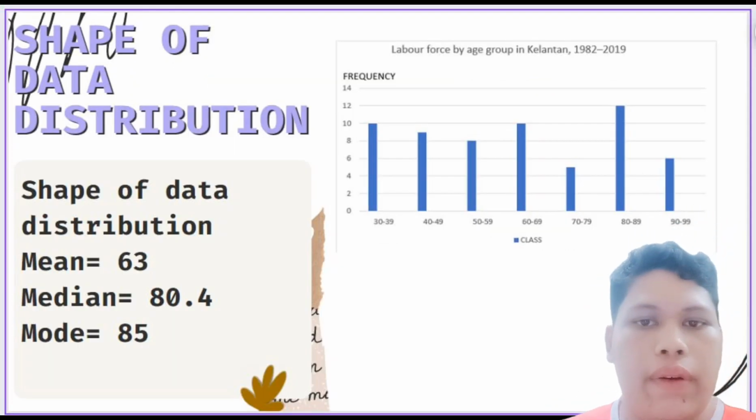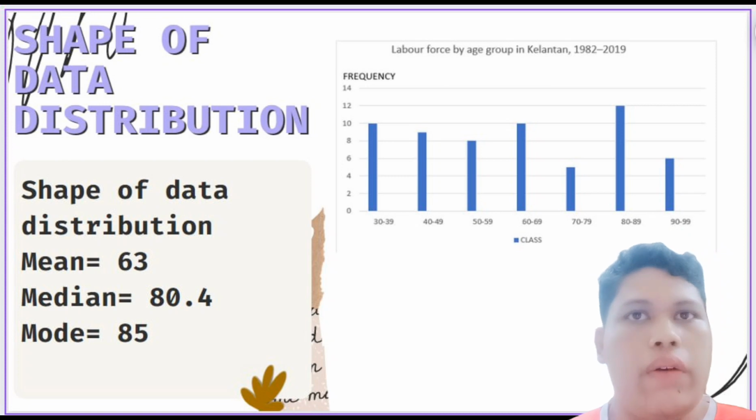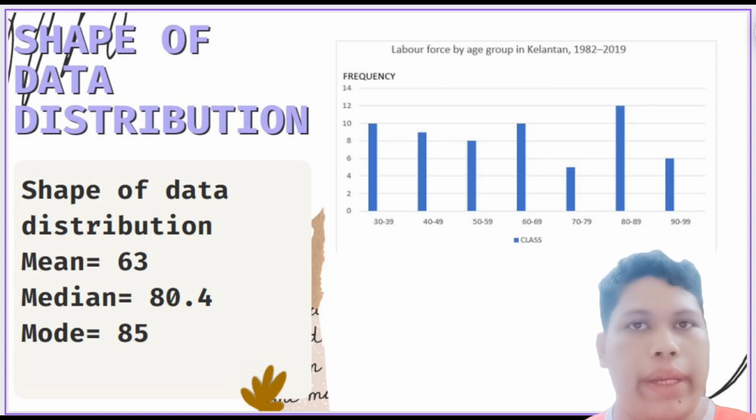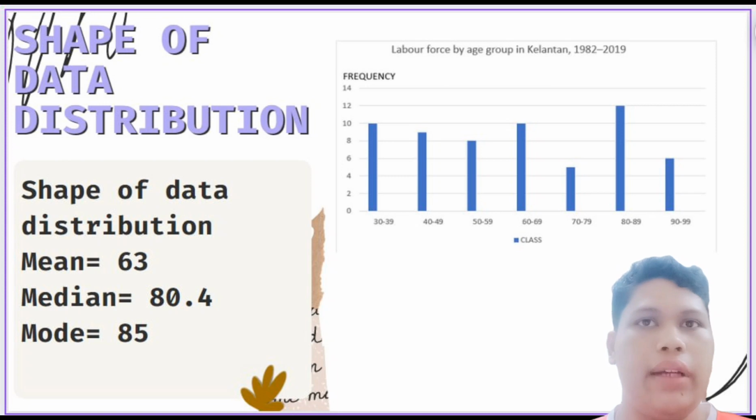For the shape of the data distribution, the mean is 63, the median is 80.4, and the mode is 85. So mean, median, mode: this is because non-symmetry is a distribution in which there is no mirror imaging. Therefore, it is skewed to the right.